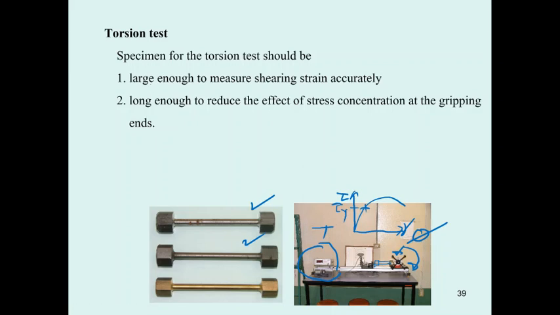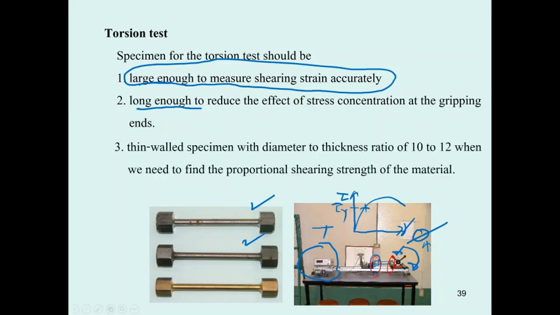And what happens is the specimen for torsion is not large enough, so measuring the shear strain by measuring the angle of twist may have some error. Another one is the specimen is not long enough. Okay, so there may be some stress concentration at the grips of the specimen when we do the test. And the third one, the specimen is supposed to be thin wall. If we would like to determine the shear strength of the material properly, the ratio for the thin wall is going to be 10 to 12.